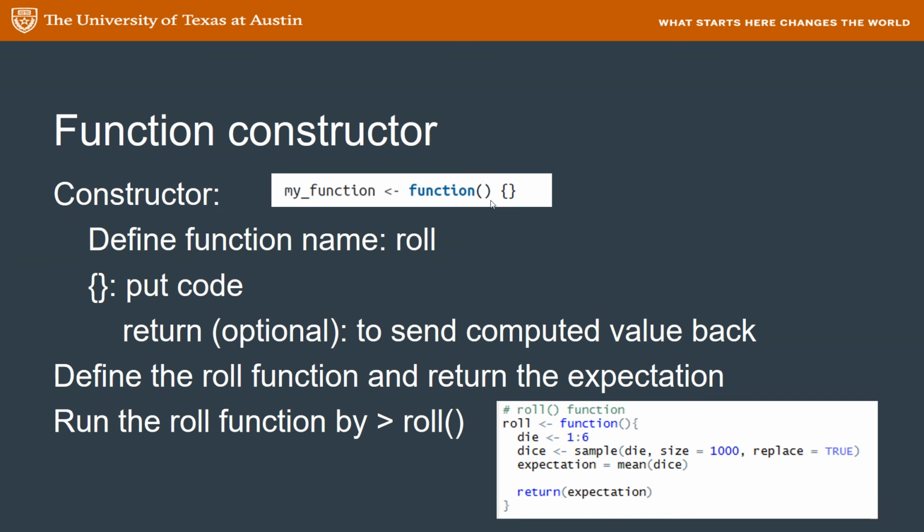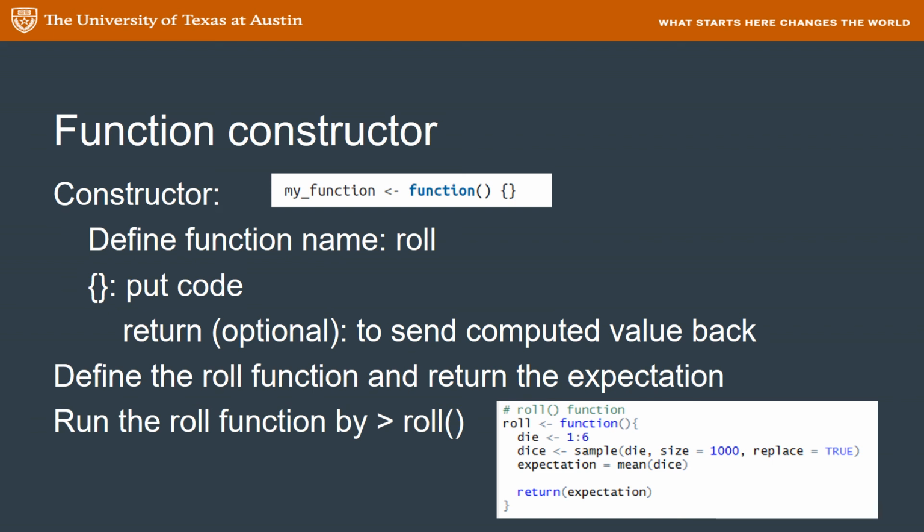The parentheses are where you put the arguments, and the braces are where you put all the code. In the last line of the braces, you can put the return, which is optional. Your function can return something or return nothing, but most of the time we need the function to do some operation and we want to see the result. So the return function will just return the value that we want to calculate.